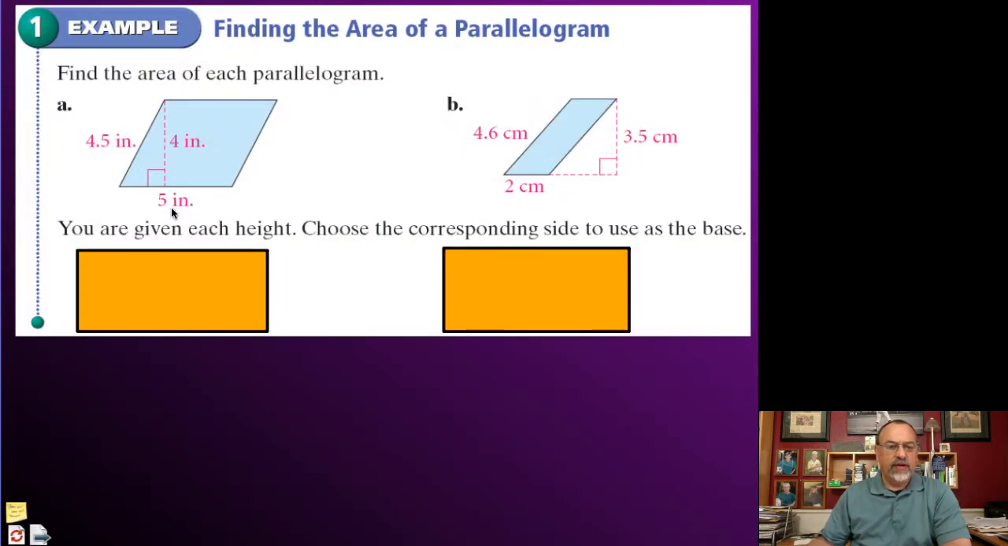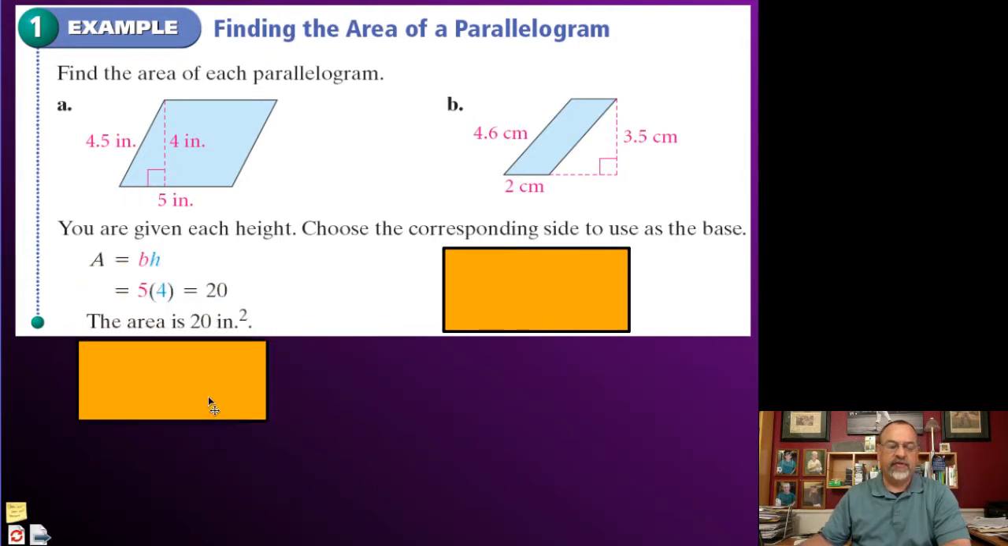Very quickly then, if we wanted to find the area of this parallelogram, I have this altitude of 4. This is the only one that's given to me that's perpendicular, so while 4.5 could be a base, I can't use it because I don't know any side perpendicular to it. So if I'm going to use the 4 as my height, I must use 5 as my base, so substituting those values in, I would get an area of 20 inches squared.